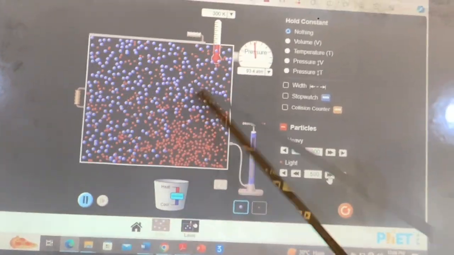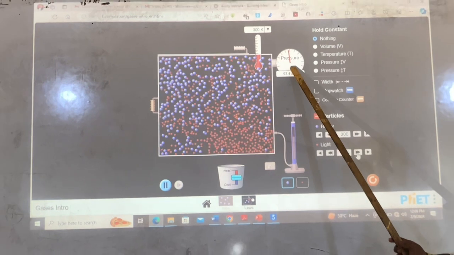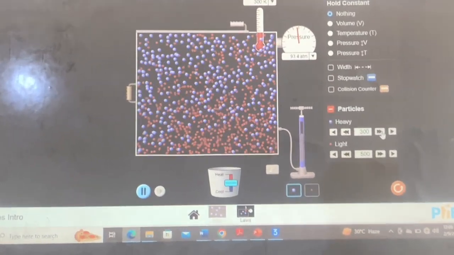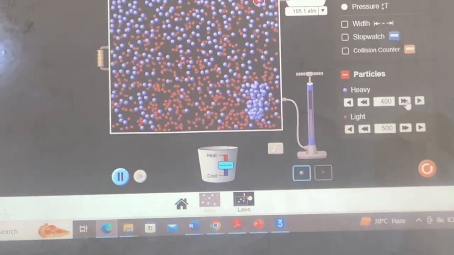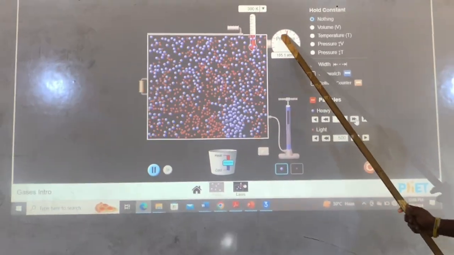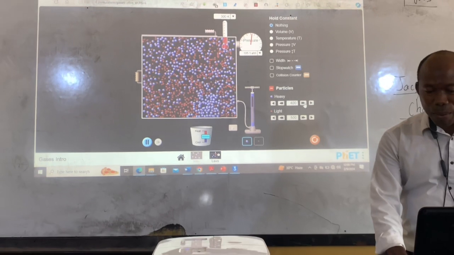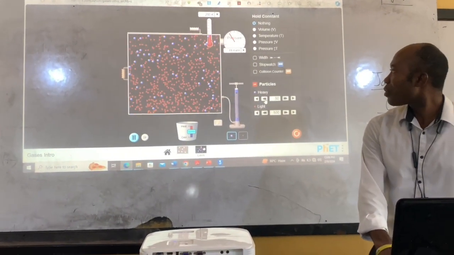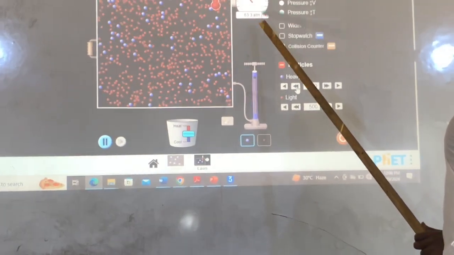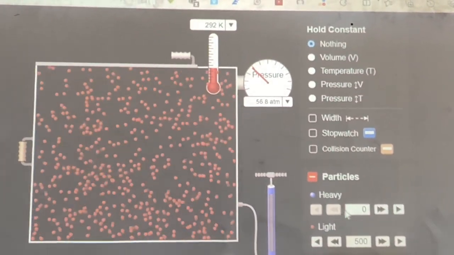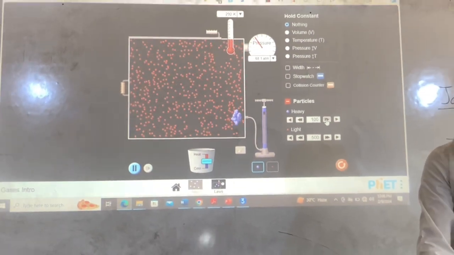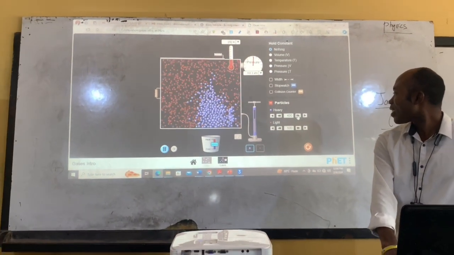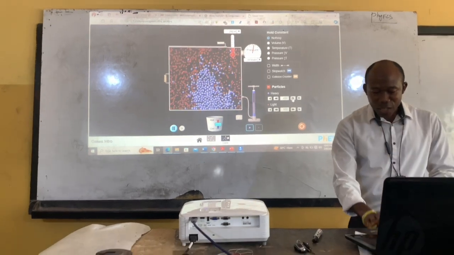Can you see the increase in pressure? As the particles increase, the more the collision, the more the pressure increases. Can you see that? Let me reverse the particles and see. Is the pressure coming down? Yes. Pressure is coming down. So let's increase it and see what will happen. See, it has increased.